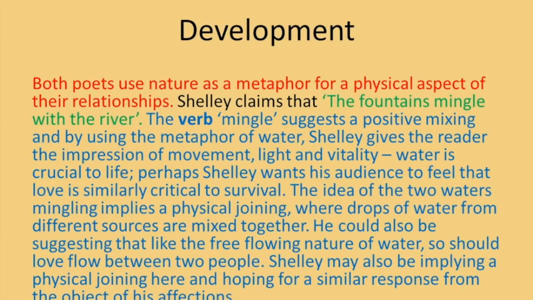So let's look at my development. Both poets use nature as a metaphor for a physical aspect of their relationship. Shelley claims that the fountains mingle with the river. The verb mingle suggests a positive mixing, and by using the metaphor of water, Shelley gives the reader the impression of movement, light, and vitality. Water is crucial to life. Perhaps Shelley wants his audience to feel that love is similarly critical to survival. The idea of the 2 waters mingling implies a physical joining where drops of water from different sources are mixed together. He could also be suggesting that like the free-flowing nature of water, so should love flow between 2 people. Shelley may also be implying a physical joining here and hoping for a similar response from the object of his affections.